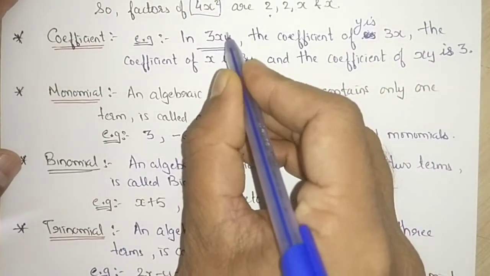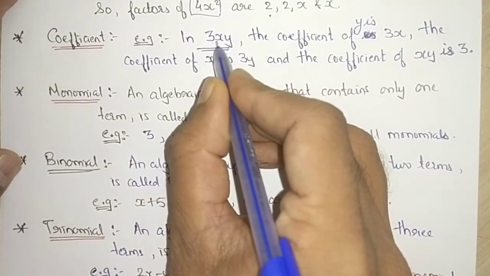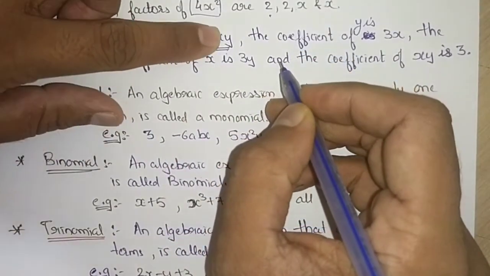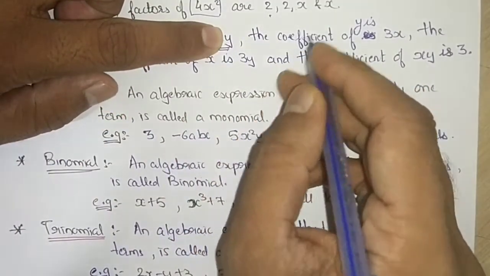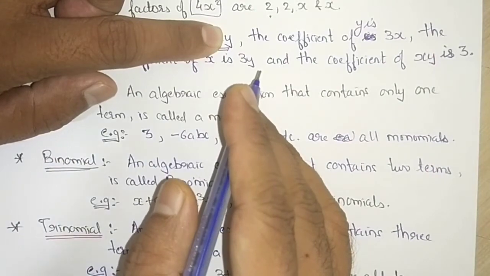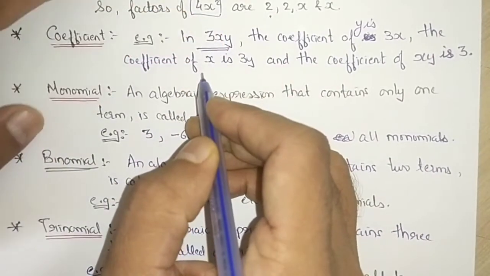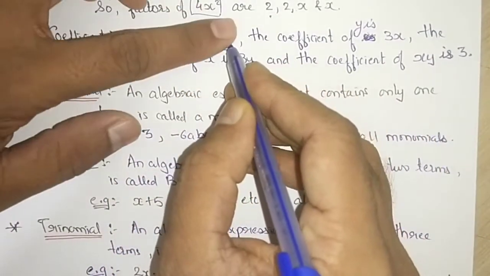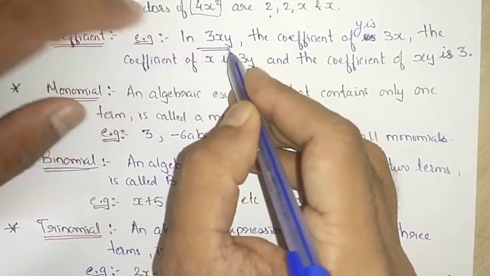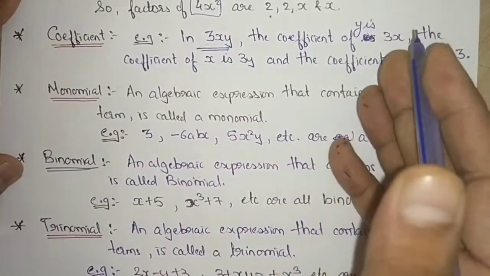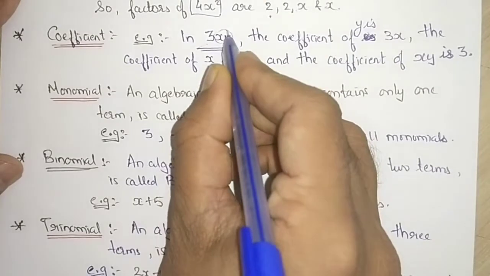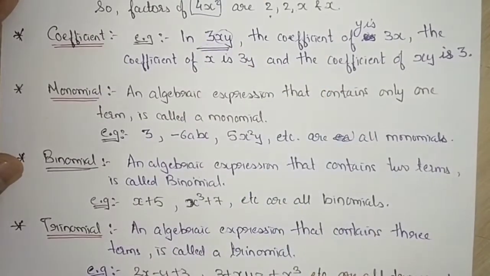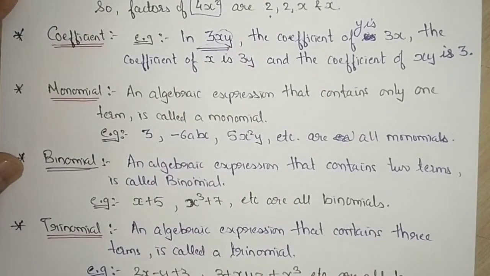Coefficient of y is 3x. If I am taking the coefficient of y, that is the value which is before the y, so it will be 3x. What is the coefficient of x? So we will take 3y. And what is the coefficient of xy? We will say 3. Hope you are understanding what is coefficient.